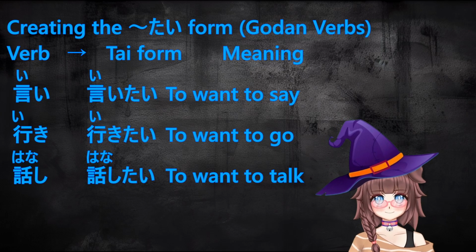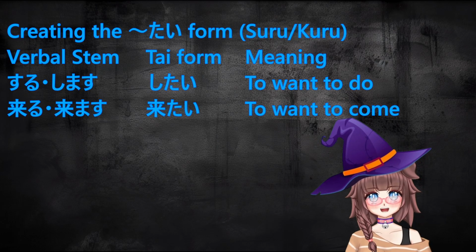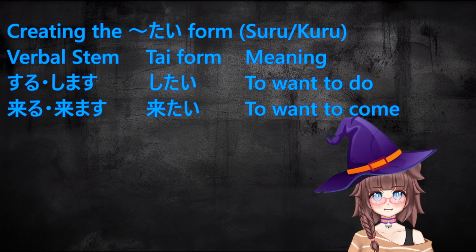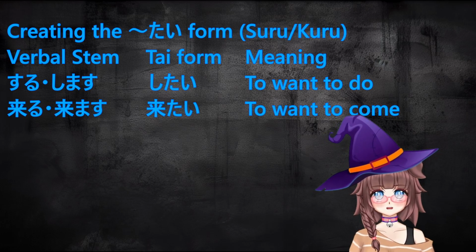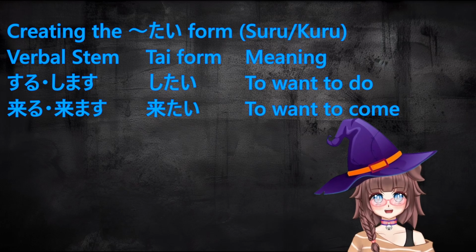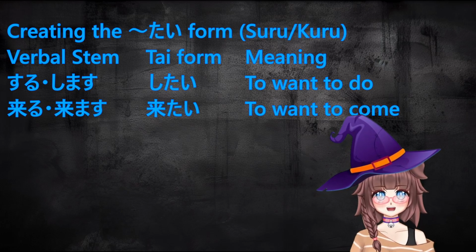Not so difficult, right? What about our two irregular verbs, suru and kuru? Well, they are fairly easy too, especially if you know their masu forms. So, suru, or shimasu, is going to become shitai, to want to do. Kuru, or kimasu, is going to become kitai, to want to come.